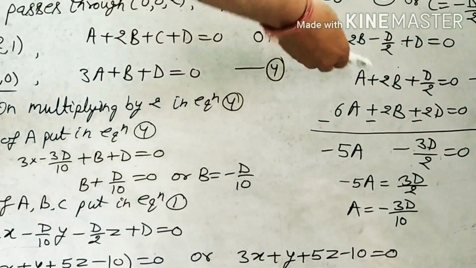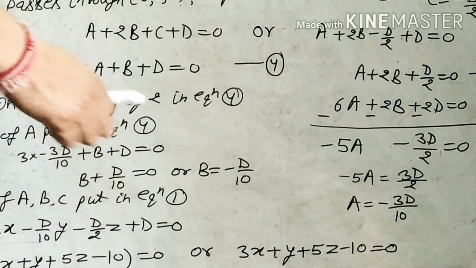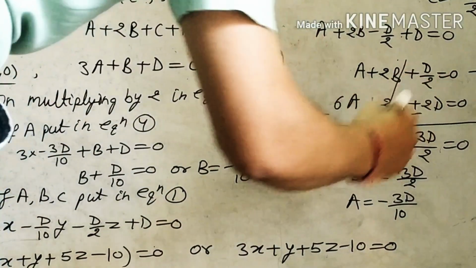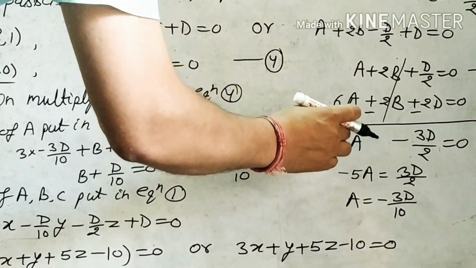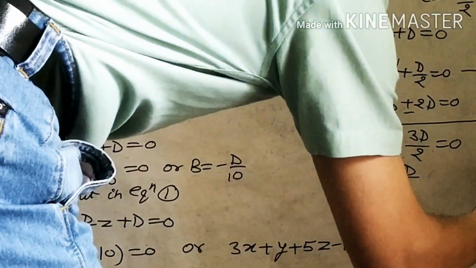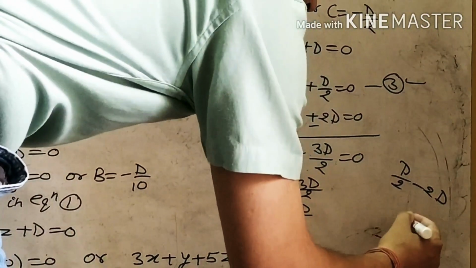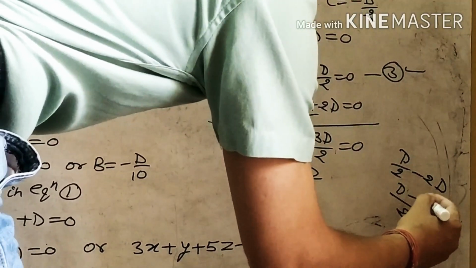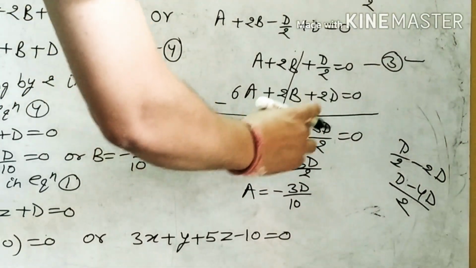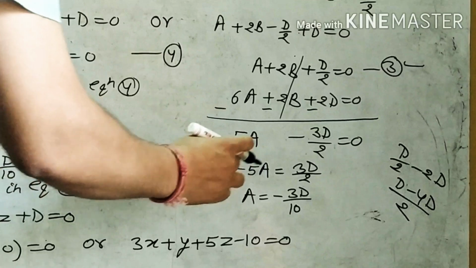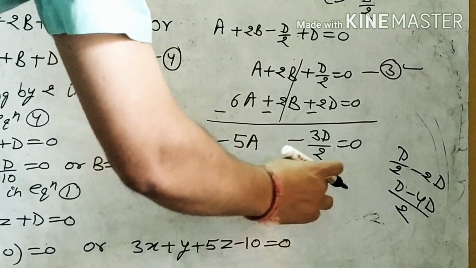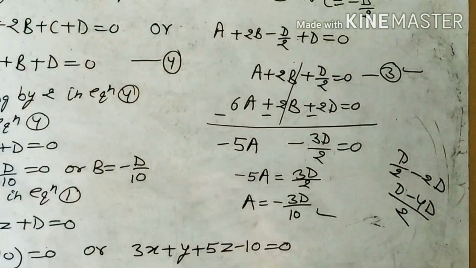Then we will subtract it from equation third. When we subtract, the signs will change. This time 2b cancels out, minus 6a plus a, that's why minus 5a. D upon 2 minus 2d; you will take LCM 2, then it will be d minus 4d. That's why minus 3d upon 2. Minus 5a minus 3d upon 2 equal to 0, or it can be written minus 5a equal to 3d upon 2, or a equal to minus 3d upon 10. Value of a is minus 3d upon 10.